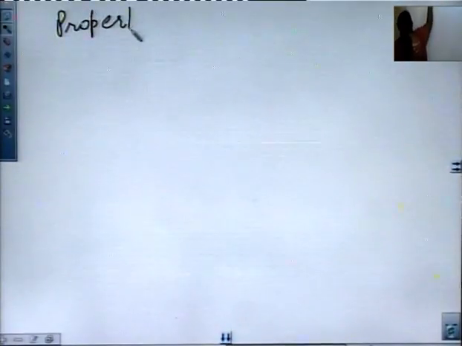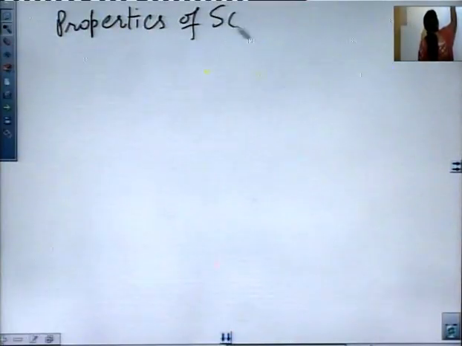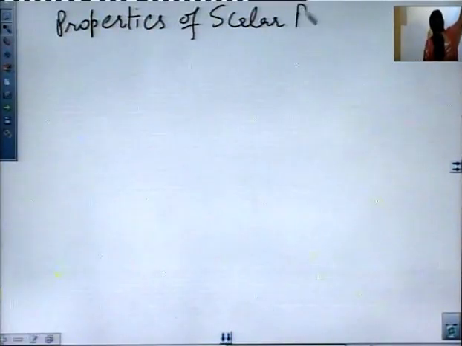Now we take the properties of scalar product.